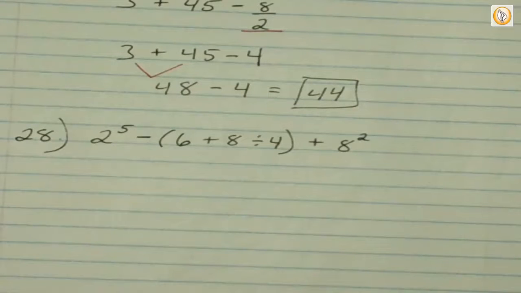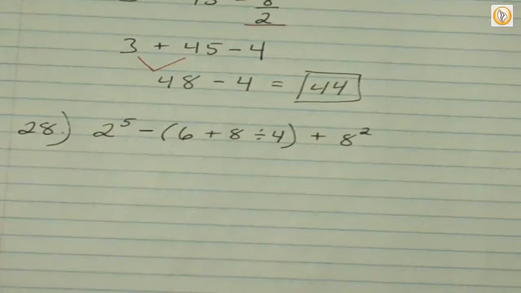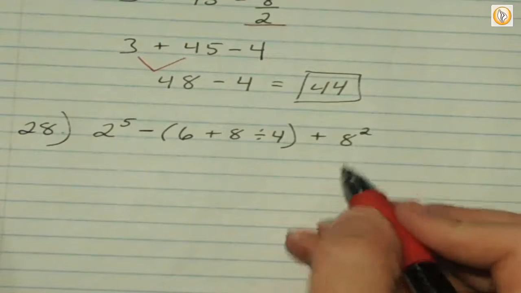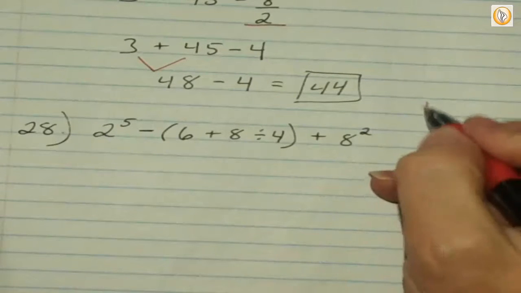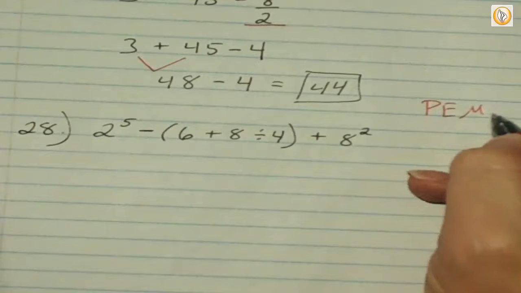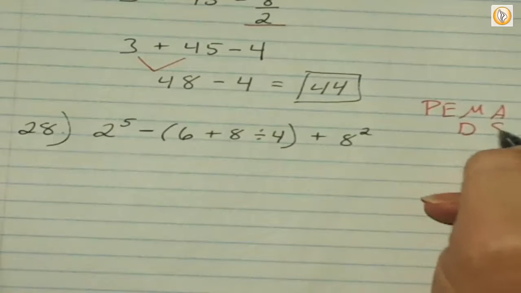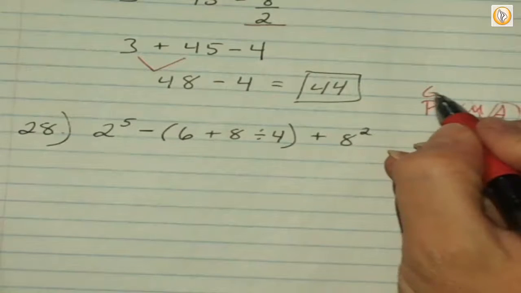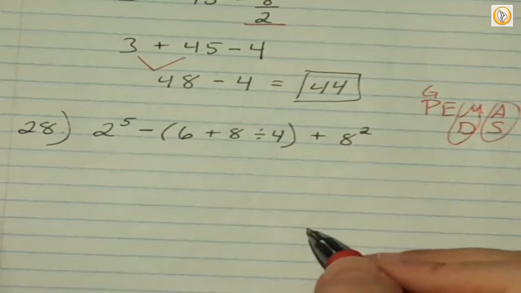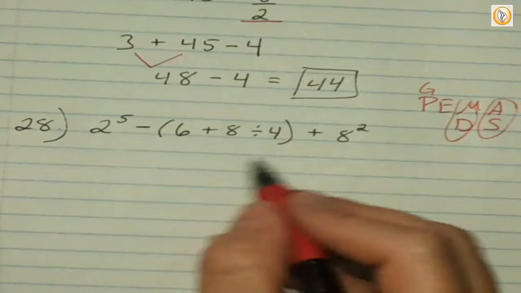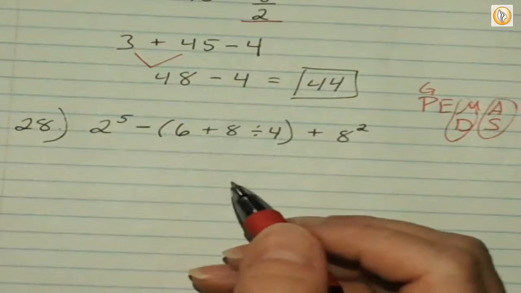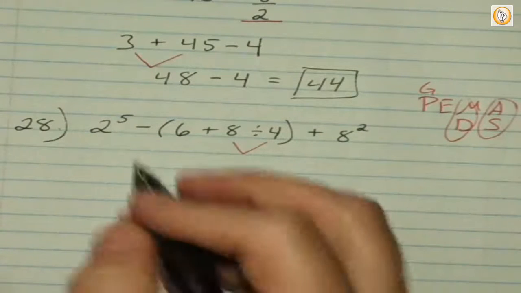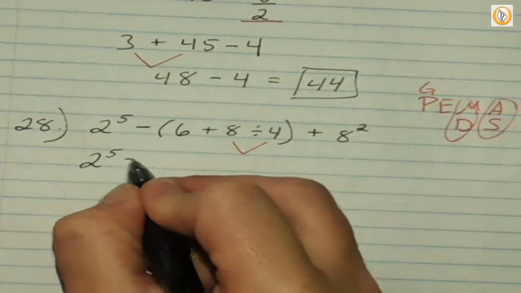So, Tanner, what do I do first? Okay, she wants to do the, well, actually, in PEMDAS, what should we do first? The grouping. The grouping, that's right. Or GEMDAS, whichever you want to call it. So what would we work on first? In here, right? So 8 divided by 4, which is? 2. That's right. I'm rewriting my problem.